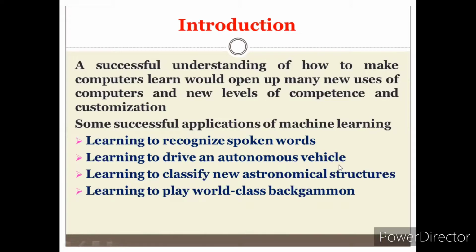Learning to drive an autonomous vehicle, an unmanned vehicle, as we can see, is one of the concepts being developed there. Learning to classify new astronomical structures in space, which we can just see, and learning to play world-class backgammon. This is one of the games we have, and how that particular game is learned.